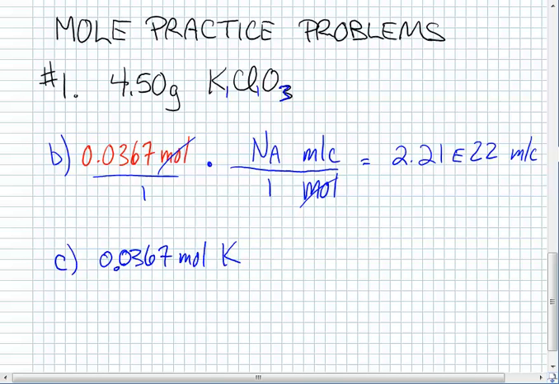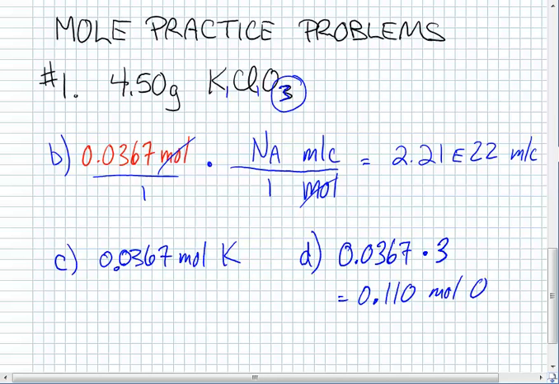In other words, 0.0367. It's kind of like saying if you have 12 bikes, how many bike seats do you have? Well, there's 1 bike seat for every bike, so you're going to have 12 bike seats as well as 12 bikes. Same idea, okay? And then for part D, how many moles of oxygen? This is not a 1 to 1 ratio. It's a 3 to 1 ratio. There are 3 atoms of oxygen for every 1 unit of potassium chlorate. So it's going to be however many moles we have times 3. So 0.110 moles of oxygen.